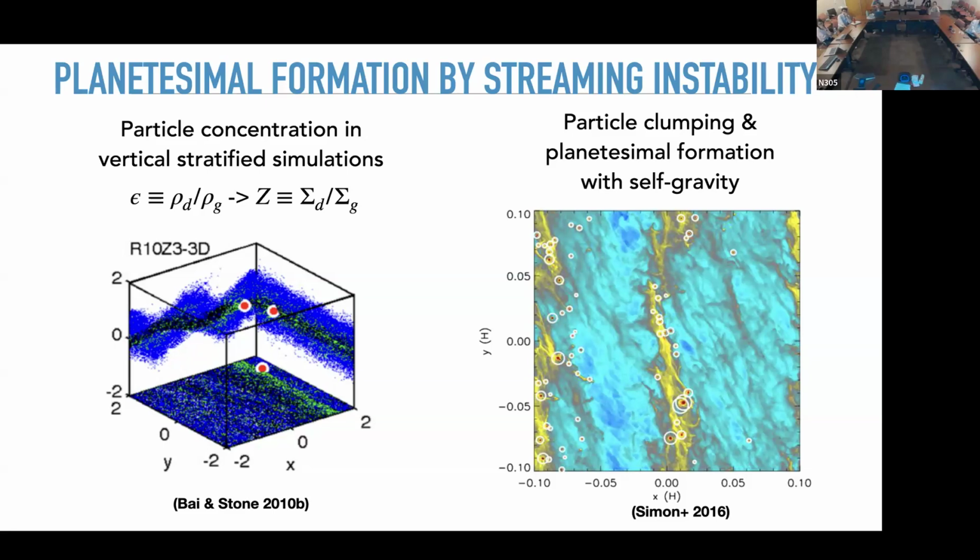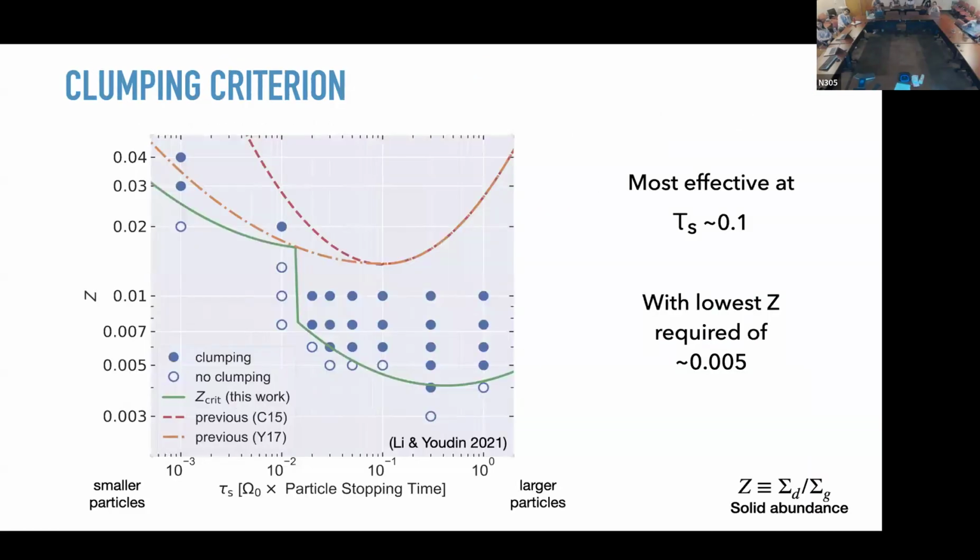So this is what they see. Basically, they have this simulation of a vertically stratified dust layer, and then they can see dust clumping in the midplane. And when these clumps are dense enough to reach the Roche density, then the self-gravity can take over. So here is another simulation showing that when self-gravity is included, these clumps can self-gravitationally collapse and form planetesimals. So that's how planetesimals are formed.